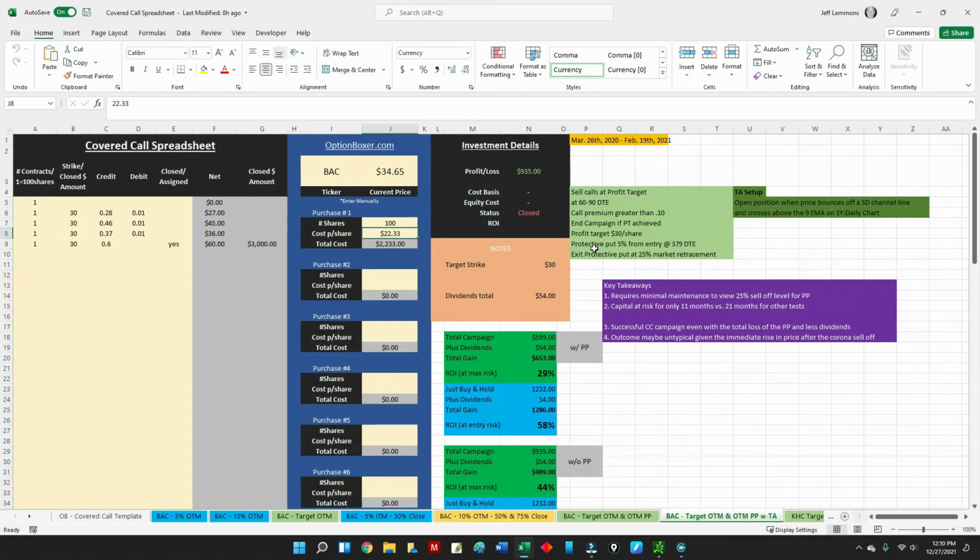And I also bought a protective put at approximately 379 days to expiration. Again, I don't remember the exact time frame, but it was a LEAP. It was at least a year out. And so again, 5% out of the money there. And then I was going to exit the protective put if a 25% market retracement did occur.